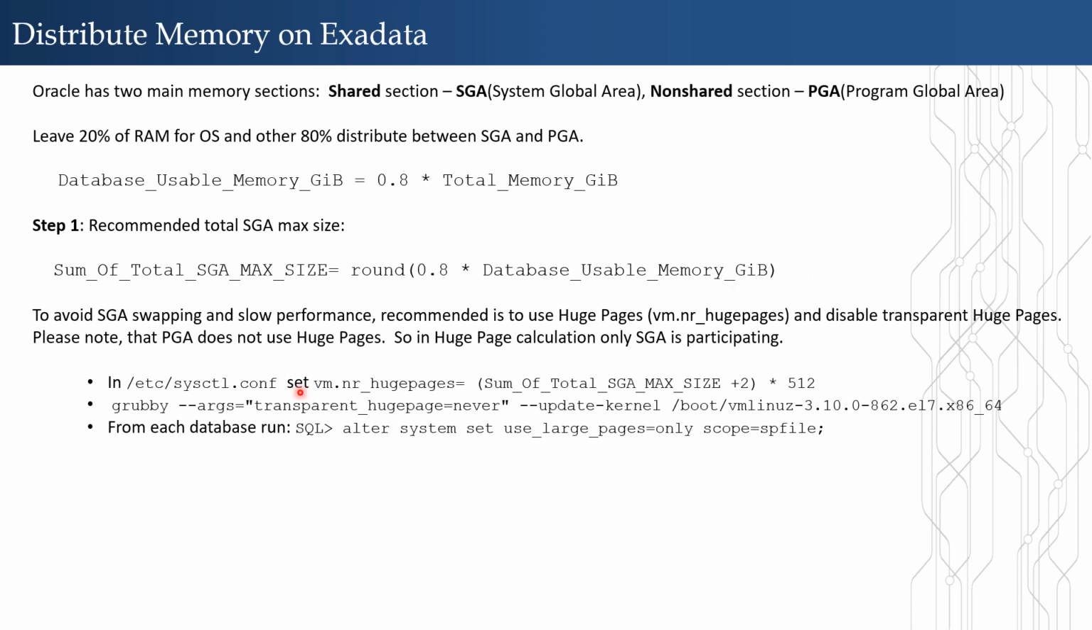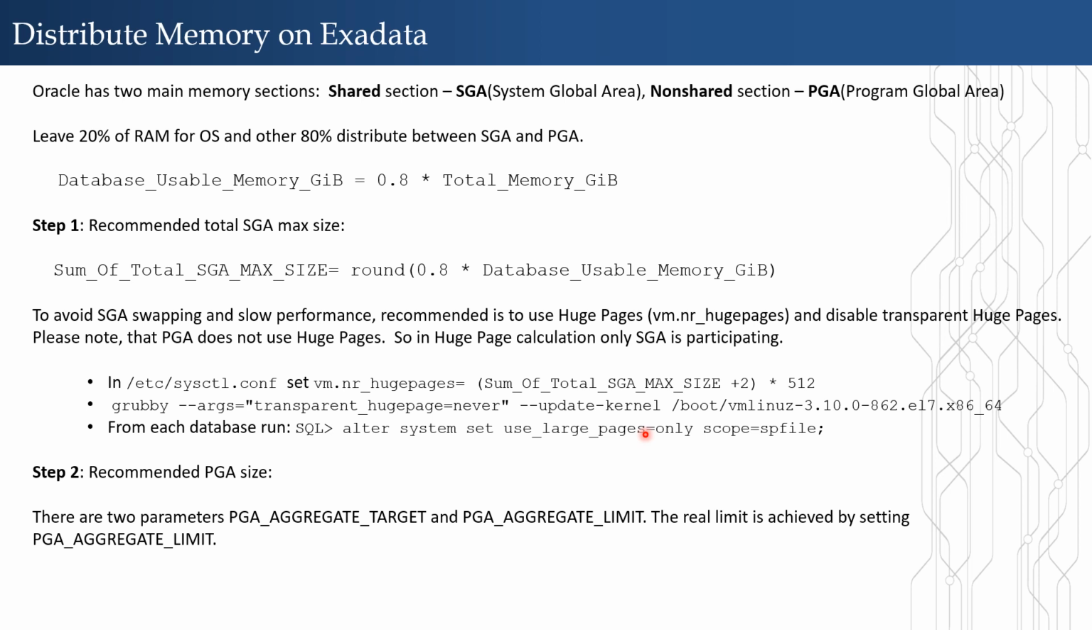To enable huge pages, we must set the parameter in the sysctl file by the following formula, and we set transparent huge pages to never with a grubby command, and for each database we alter the parameter use large pages only and restart the total server. Recommended PGA size can be identified by the following formula. This is 20% of database usable memory, but we have two types, PGA aggregate target and PGA aggregate limit, and the real limit is achieved by setting PGA aggregate limit.